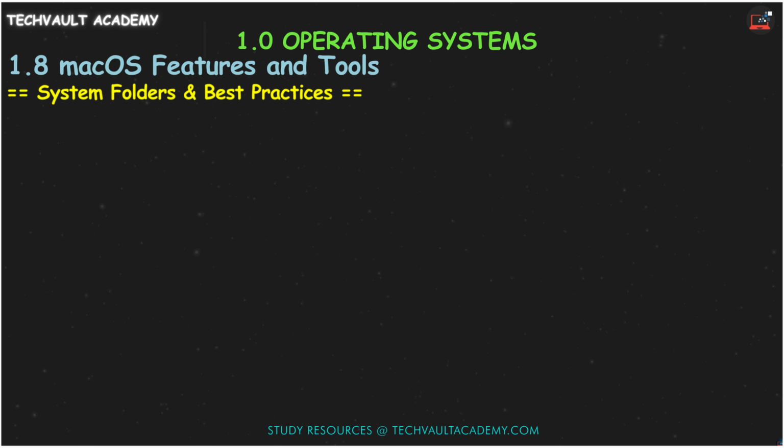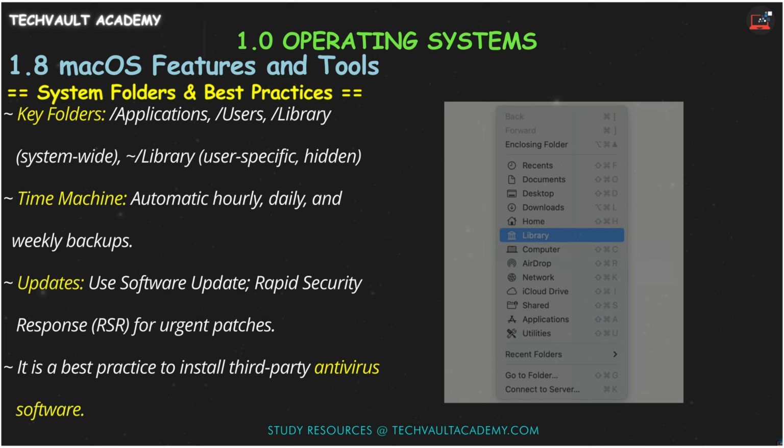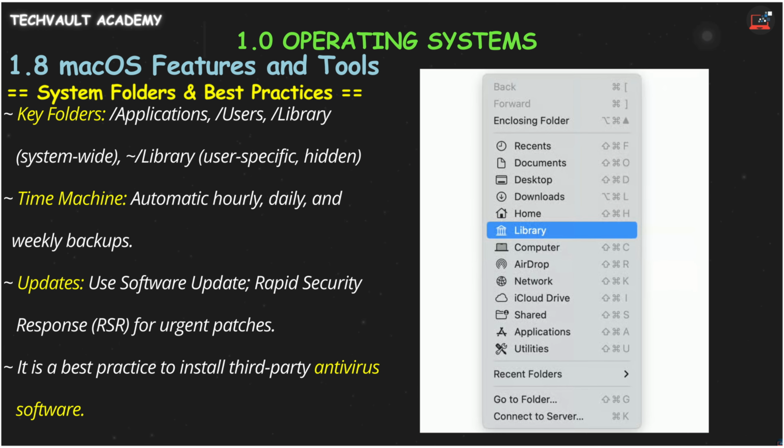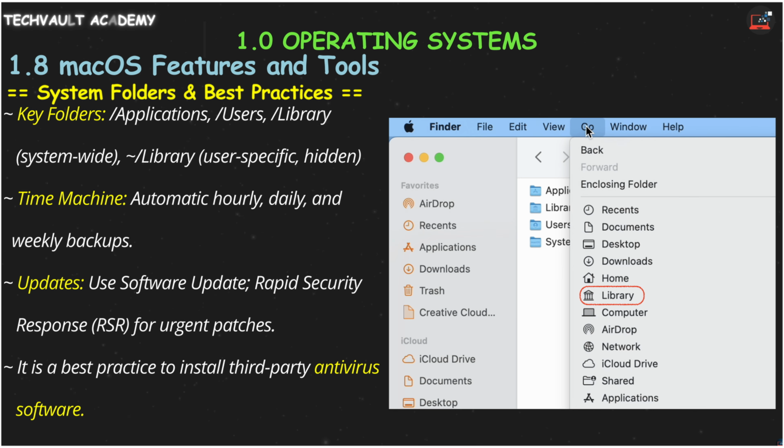macOS organizes its files into a few key system folders. Applications is where your apps live. Users contains the home directory for each user. There are two important library folders. Library at the root contains support files for all users, while the one inside your user folder, Users/Library, is for your specific settings and is hidden by default.